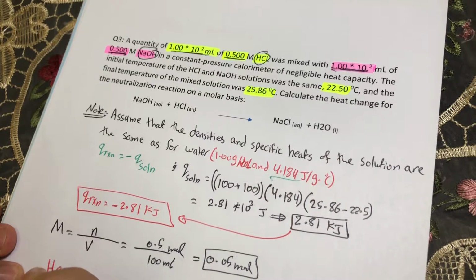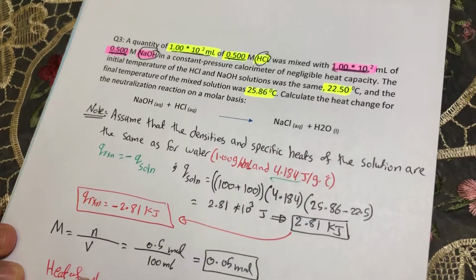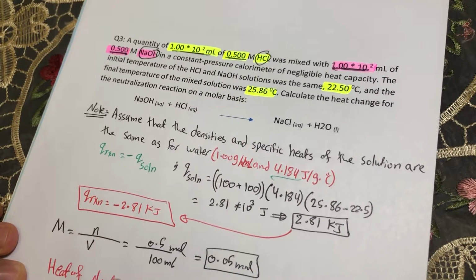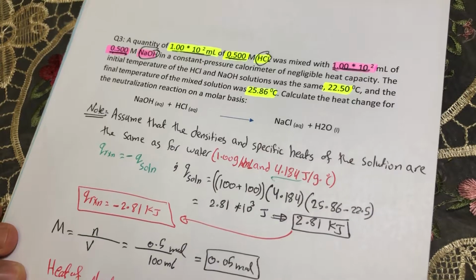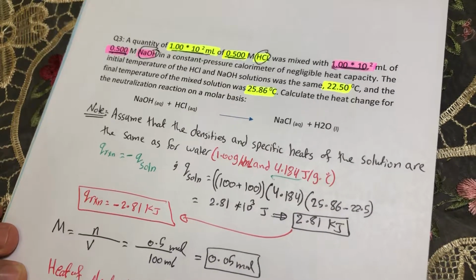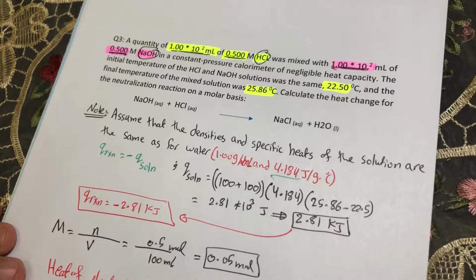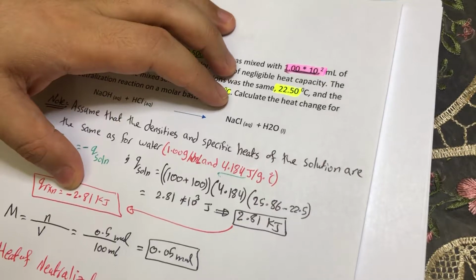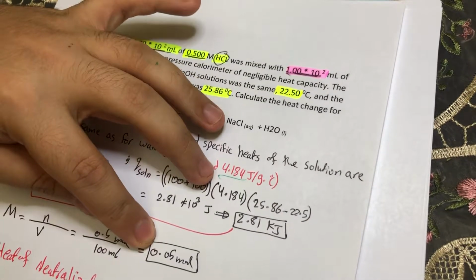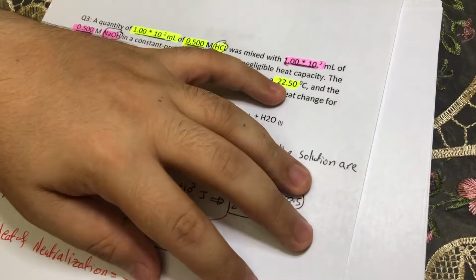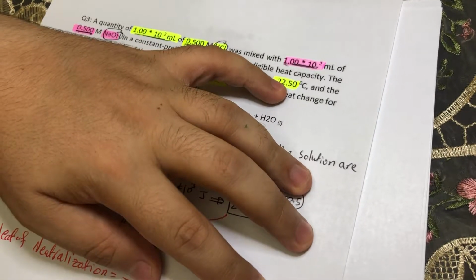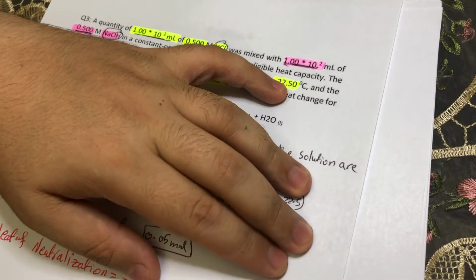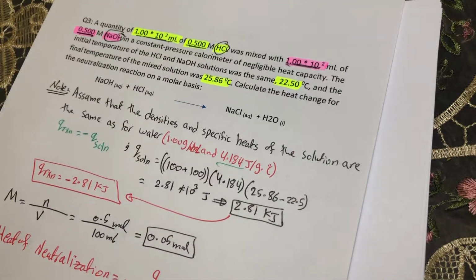Heat of neutralization is equal to Q reaction over n, minus 2.81 over 0.05, and it's equal to minus 56 kilojoule per mole. That's it. Thank you so much.